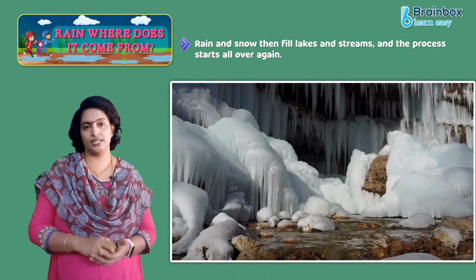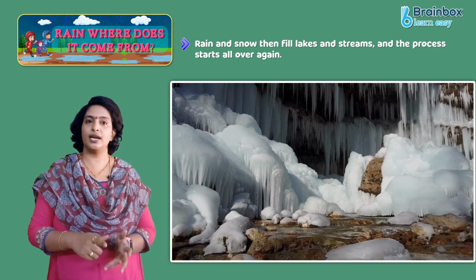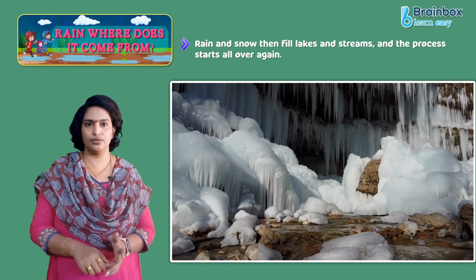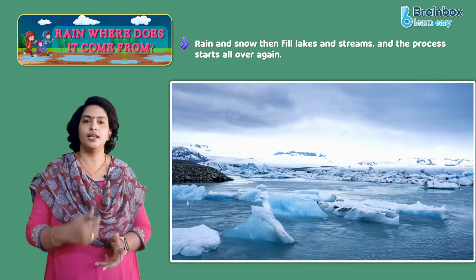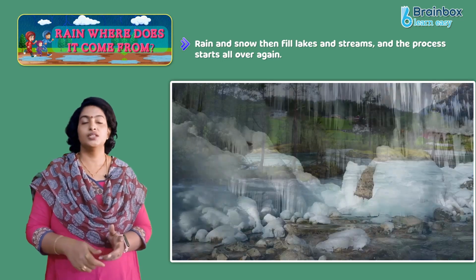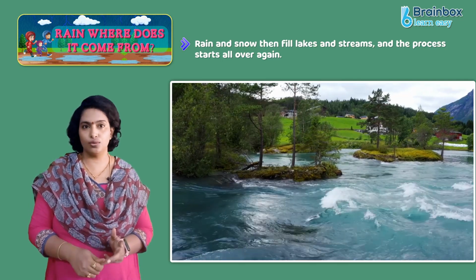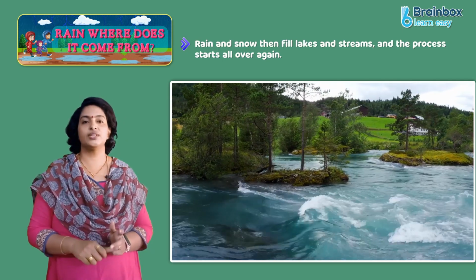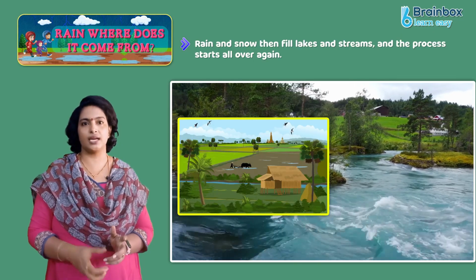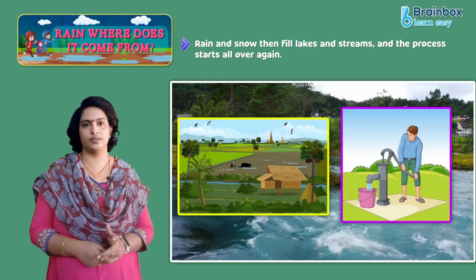So the sun's heat causes glaciers and snow to melt into liquid water. So this water goes into oceans, lakes and streams. So water from melting snow and ice also goes into the soil. So there it supplies water for plants and the groundwater that we drink.